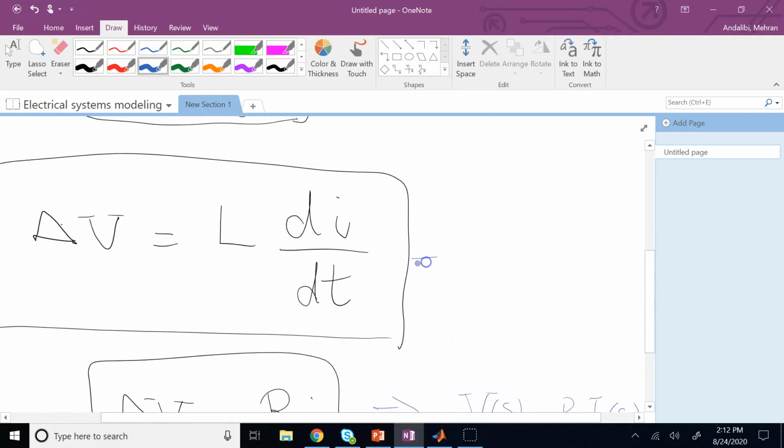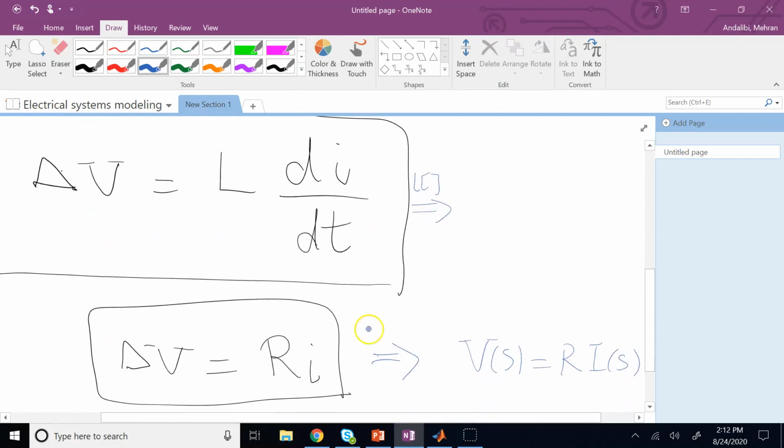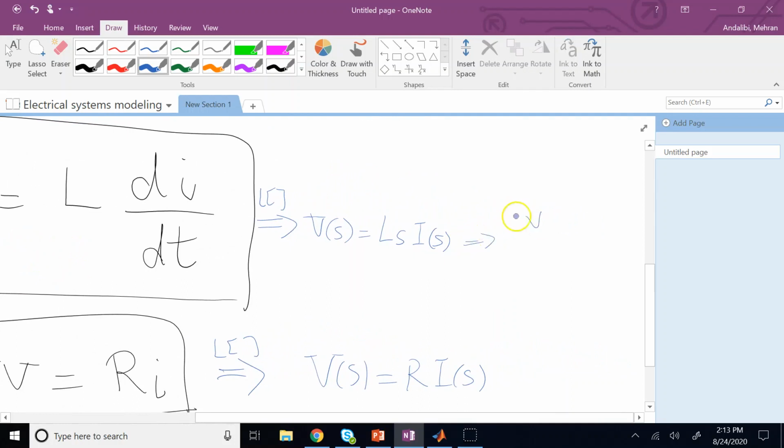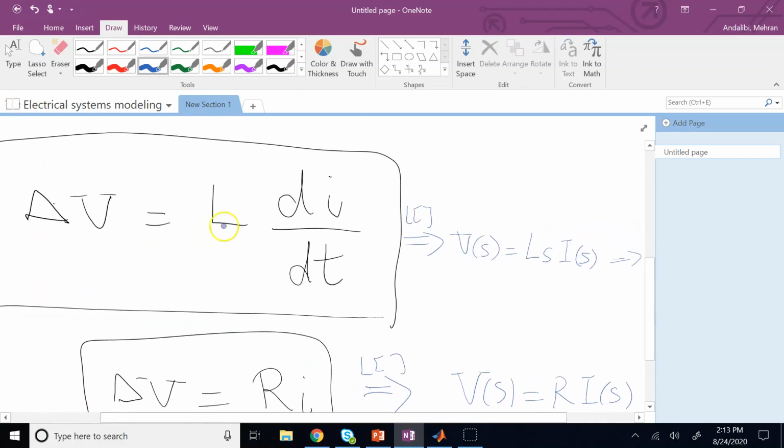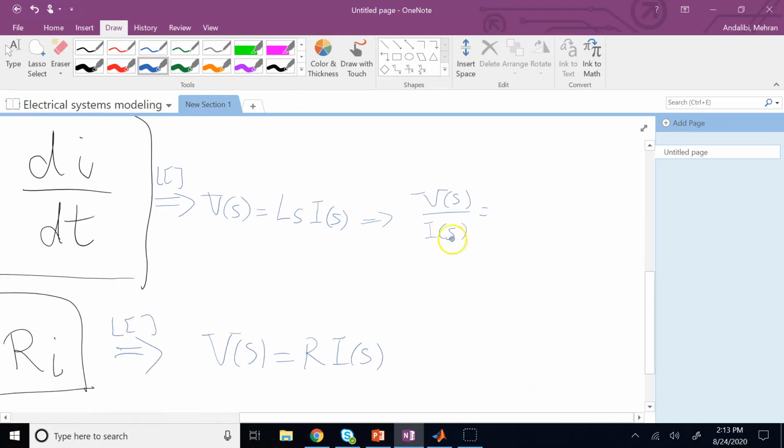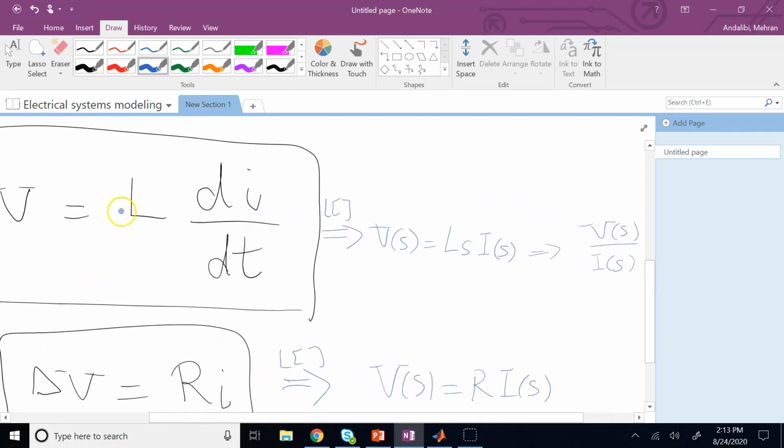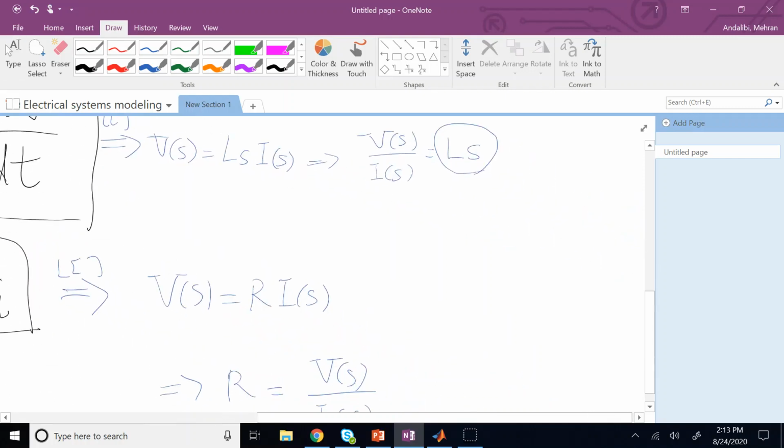Now, if I apply the same thing to an inductor, what do I get? I'm applying a Laplace transform. I would get V of S is equal to Ls I of S, assuming that, again, the initial condition is zero, since I'm looking into a transfer function. So if you divide V by I and treat the inductor as if it's a resistor, then the ratio of voltage to current, which we call resistance, is going to be L times S. This is the equivalent resistance if I made this inductor equivalent to a resistor.